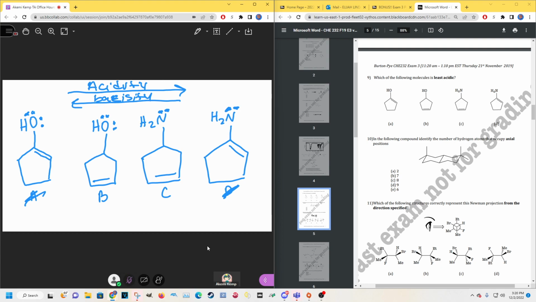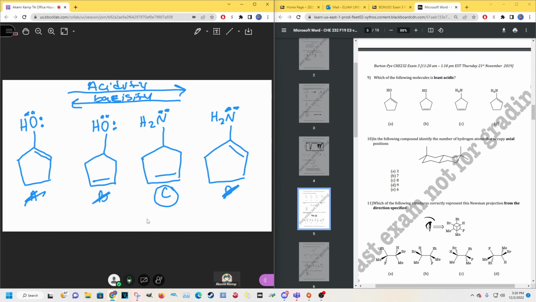Now, the most basic molecules will have the more reactive electron lone pairs. And we know we have lone pairs on oxygen and nitrogens. Since acidity is related to electronegativity, the more electronegative atom would be more acidic, right? So it will be C. Right. We can cancel out B, and the answer would be C.